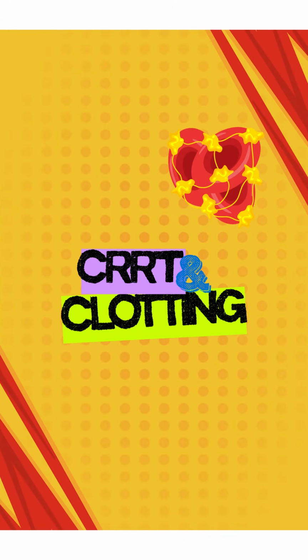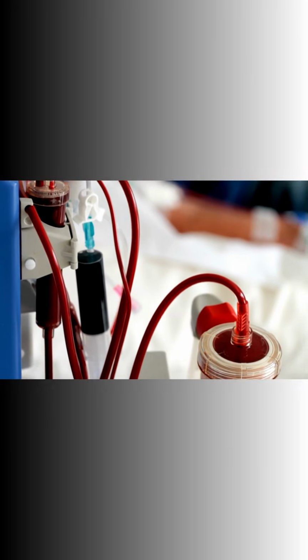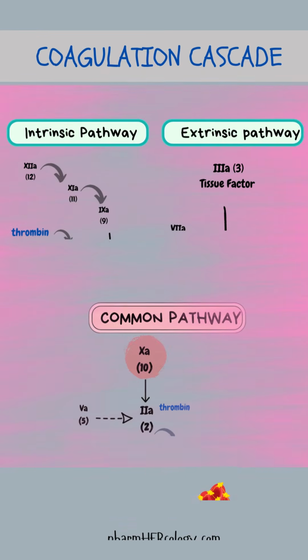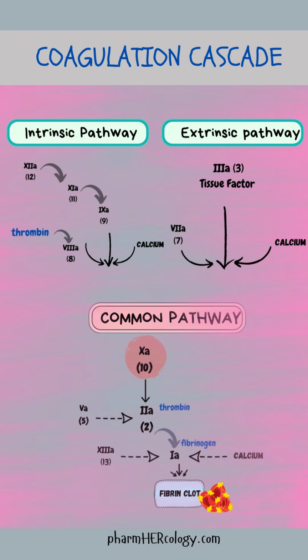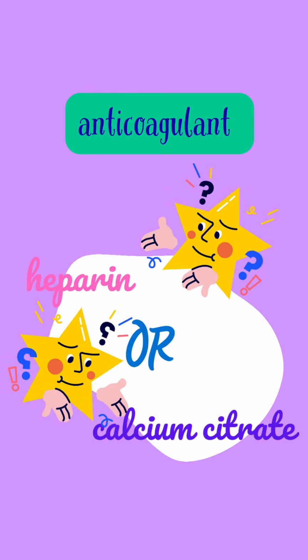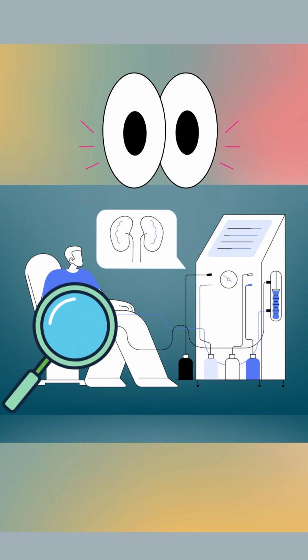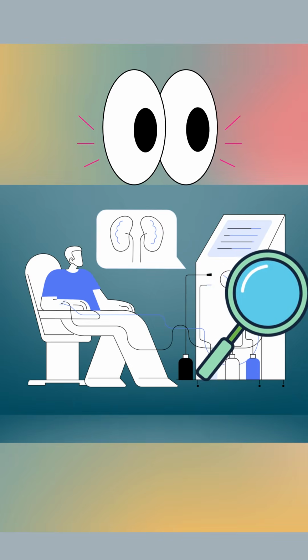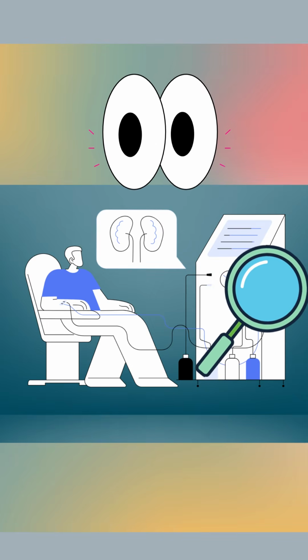The next thing to monitor is clotting. Anytime blood makes contact with foreign objects, including the tubing and filters of the dialysis machine, the coagulation cascade is activated, leading to formation of blood clots. We use either heparin or calcium citrate as an anticoagulant to minimize the risk of clotting. Monitor for visible clot formation, which is most common during the start of CRRT.